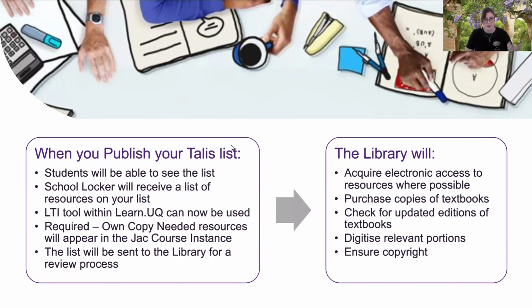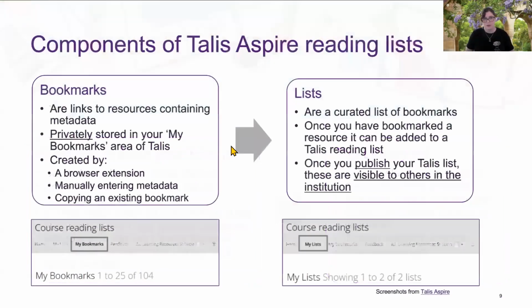Now, I'm going to go through a guided demonstration, as I said, but before I jump into the actual system, I wanted to give you an overview of how Talus Aspire works. Essentially, Talus Aspire is made of two different components: bookmarks and lists. Bookmarks are links to resources which contain metadata. These are privately stored in your My Bookmarks area of Talus. And you can create these bookmarks with a browser extension, by manually entering the metadata, or by copying an existing bookmark. We'll go through all these options later in the talk.